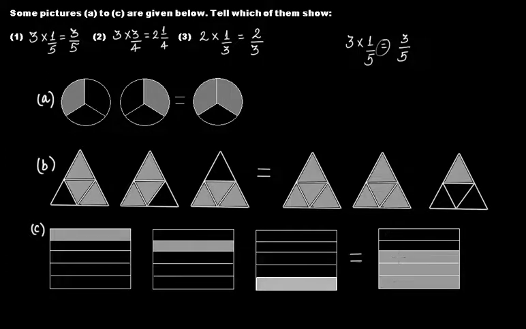Why? 1, 2, 3, 4 and 5. The figure has been divided into 5 equal parts. That is this one and 1, 2, 3. So this tells you the number of parts that you are considering. That is a shaded portion. So the first one is for this one.